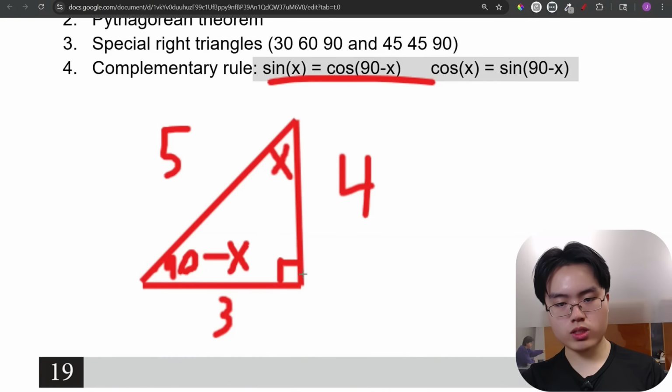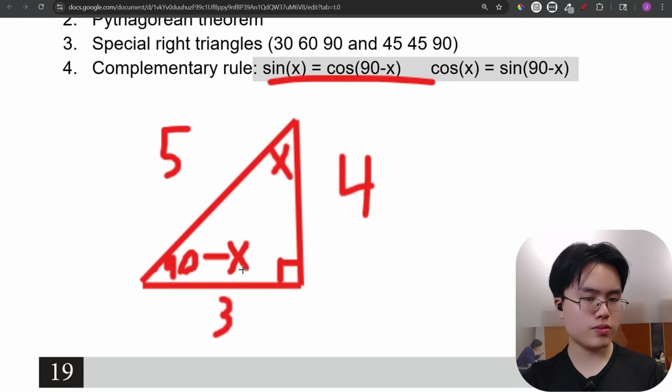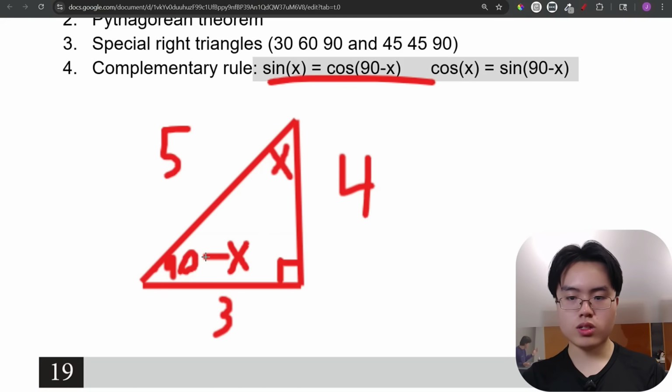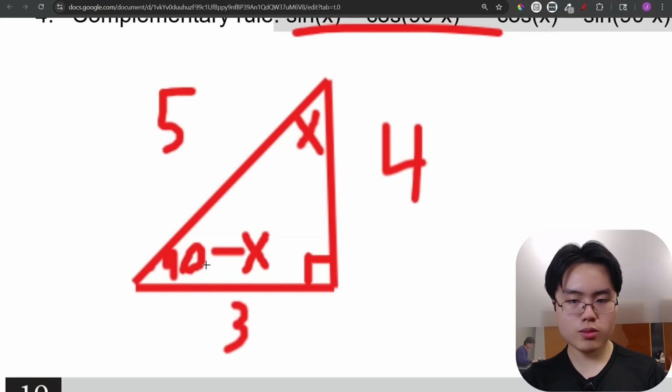And since we know this is 90 degrees, 180 minus 90 is 90, right? So these two angles have to add up to 90. If we already have this angle, to get this angle, we just do 90 minus x. Hopefully it makes sense. These two angles have to add to 90 degrees, right? So if you know this angle, you can just do 90 minus that angle to get the last angle. So that's where the 90 minus x comes from.